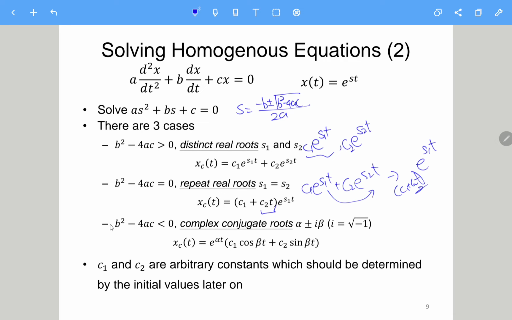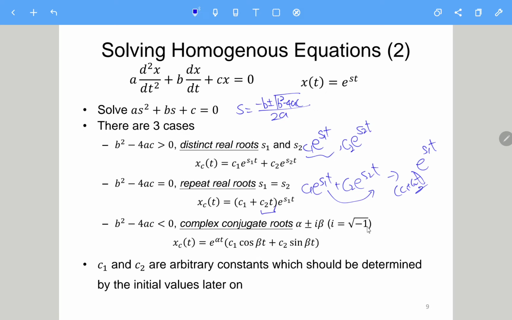So the last case is the delta is less than 0. This implies that we will have complex conjugate roots because this term is negative, so we take the square root, which is like square root of -1. Okay, so it will be complex conjugate roots. So alpha plus or minus i beta. i is square root of -1.